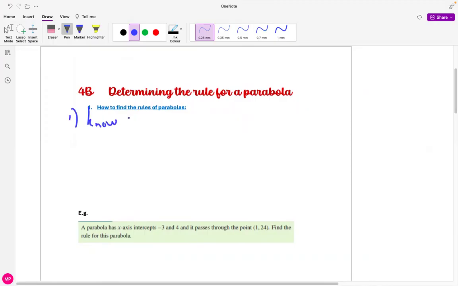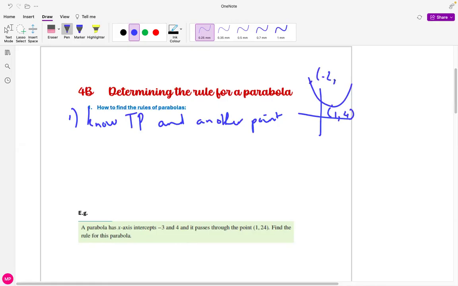If you look at the parabola shape and you know the turning point and you know another point, think about if the turning point here is 1 and 4, and another point somewhere here is -2 and 6. Then the best form to use is the turning point form, which is y equals a(x minus h) squared plus k, and h and k is the turning point. Then you can substitute the point -2 and 6 in for x and y, and solve for a from there. We'll do an example in a minute.